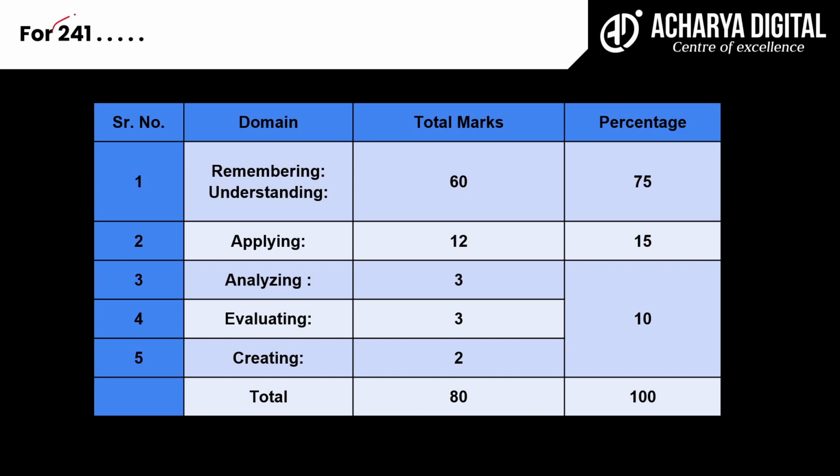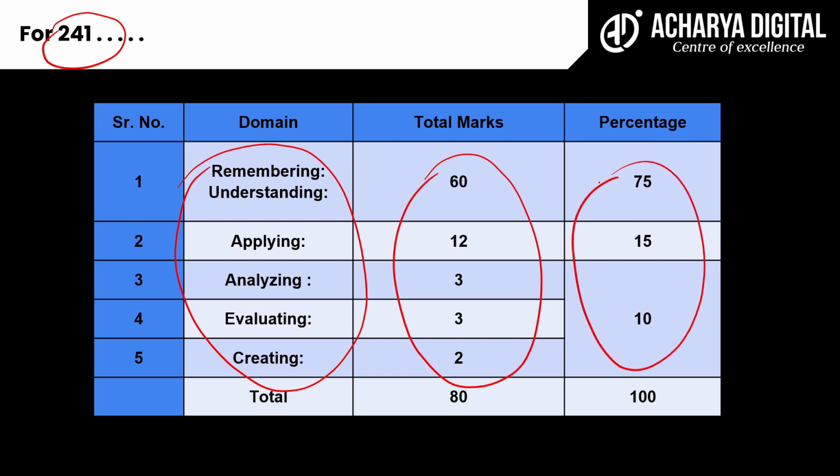So you must be knowing for basic mathematics paper, the code is 241. Okay. So same domains are there. Only the change is in marks or percentages. So here if you observe, there are total 60 marks assigned to the first domain. So 75% questions will be asked for the first domain and so on.